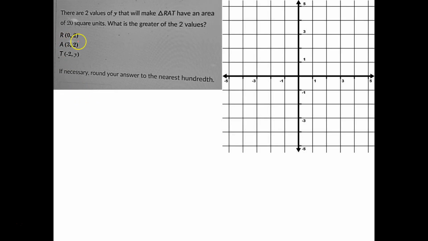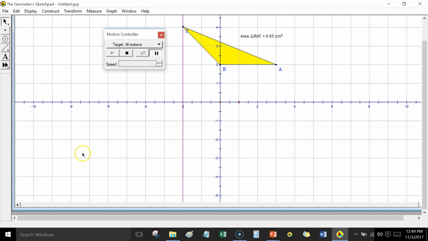So R is (0, 2), over 0 and up 2. And then A is (3, 2), so over 3 and up 2. And then T is (-2, y), so that's left 2 and then up, whatever y is. Well, the thing is, since we don't know what y is, this point can move up and down, and you'll get different sized triangles.